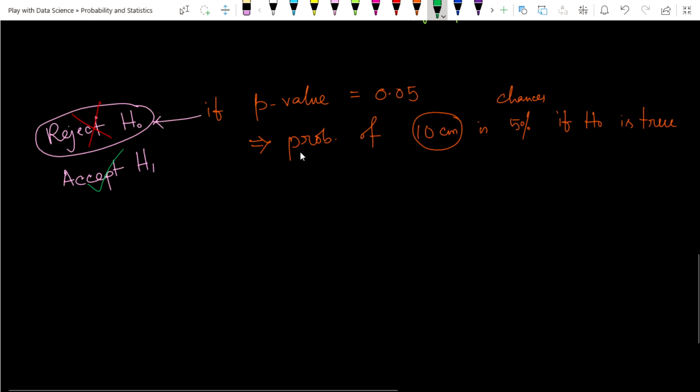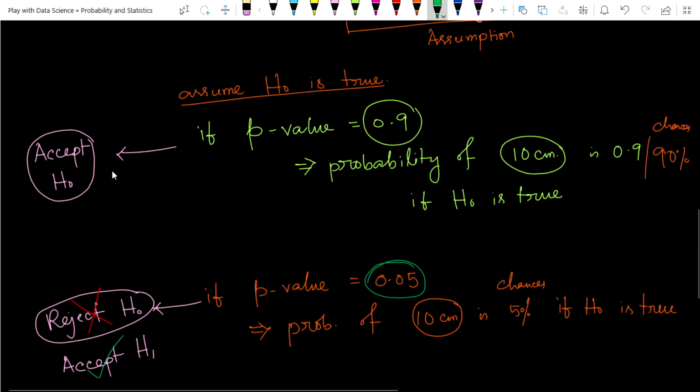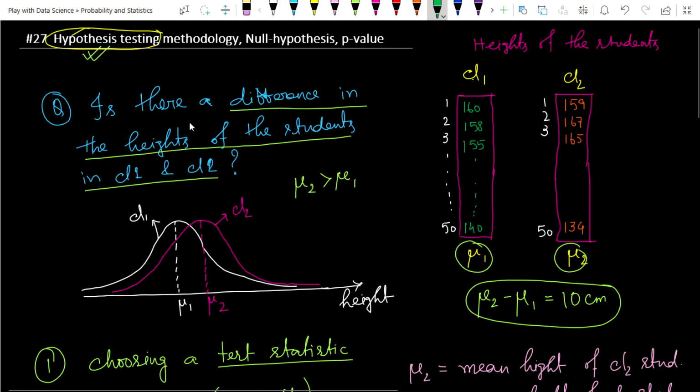On the other hand, if the p-value is low, what does it mean? On the basis of our assumption that there are no differences, the probability is very low, which means our assumption is incorrect. In such cases we reject our null hypothesis and accept the alternative hypothesis. That's what we have to do in hypothesis testing. I think you got the idea of how it works internally. In the next video we will see how to calculate this p-value.